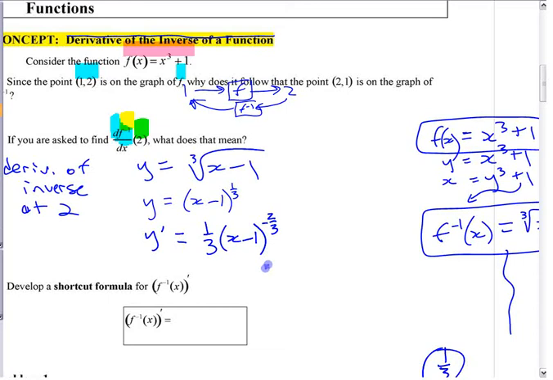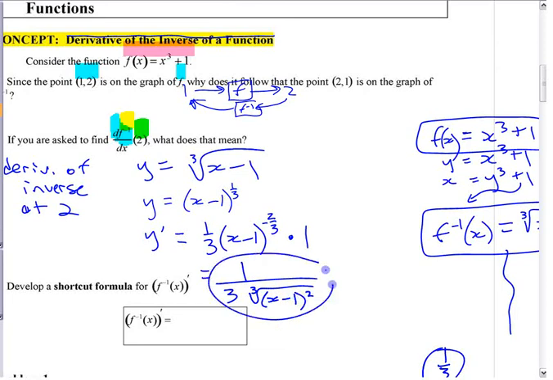-2/3, subtract 1, right? But then I've got to times the derivative of the inside. What's the derivative of the inside? Just 1, right? So you don't have to actually multiply by 1. If you want to write it in terms of using a square root, so it kind of matches the original function, it doesn't look all that great. 1 over 3, and then this is on the bottom as well, right? And this is the cube root of x minus 1 squared. That's the derivative.